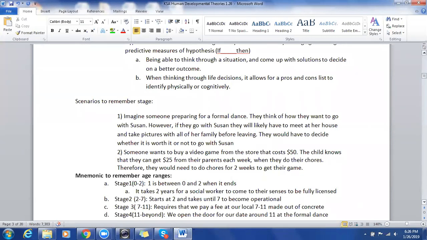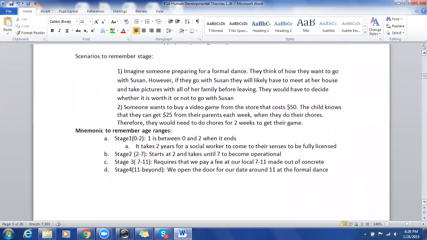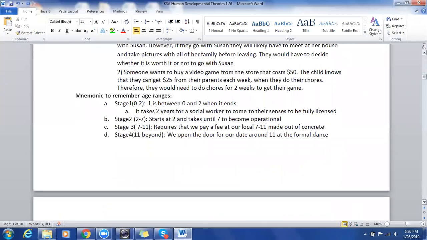And the mnemonic to remember the different age ranges here: the first one is stage 1, which is 0 to 2. So stage 1 is between 0 and 2, the age when it starts, and it ends at 2. Or another little one, it takes 2 years for a social worker to come to their senses to be fully licensed.